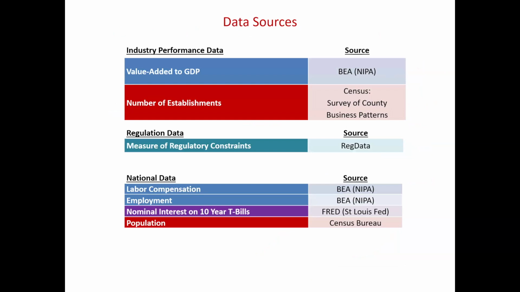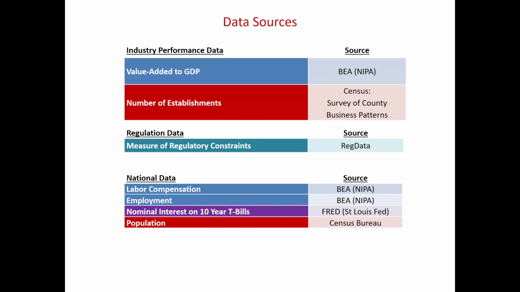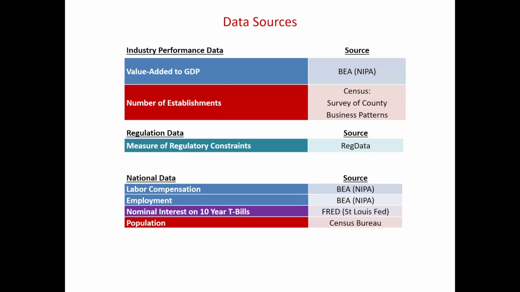So the data sources we used are pretty standard stuff. I mentioned that RegData is our source of regulatory constraints. There's some variety of national data that gets pulled, and that's all pulled from where you would expect it to be. Our value added to GDP by industry is from the BEA, the NIPA data. But we need this measure of the number of establishments, and that's something that in traditional exogenous growth macro land isn't that important.